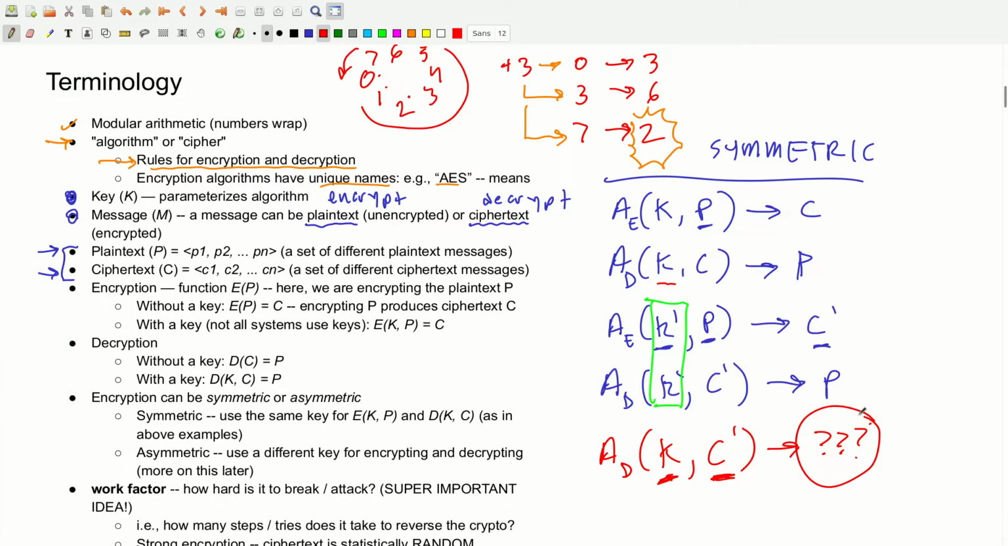Just to reiterate some of this, encryption is a function where we encrypt some plain text. Without a key, that would be encrypting the plain text, and I get C out. With a key, just like I showed here, I'm going to encrypt with the key K and the plain text P, and I'll get ciphertext. Decrypting, without a key, decrypt C and I get P. With the key would be all modern systems. Some toy systems don't use a key. With the key, decrypt key K, the ciphertext, and I get the plain text out. Okay?